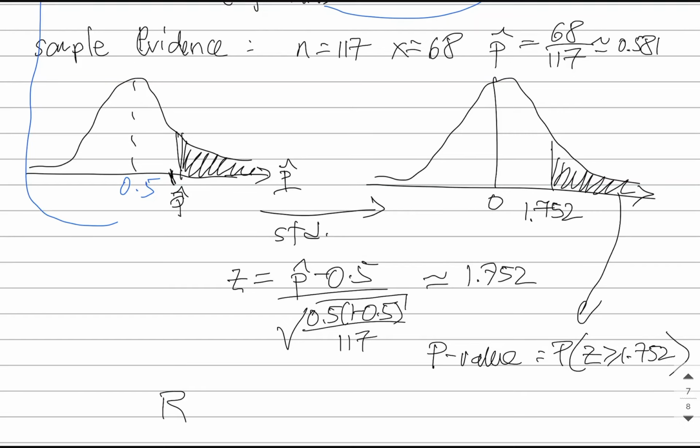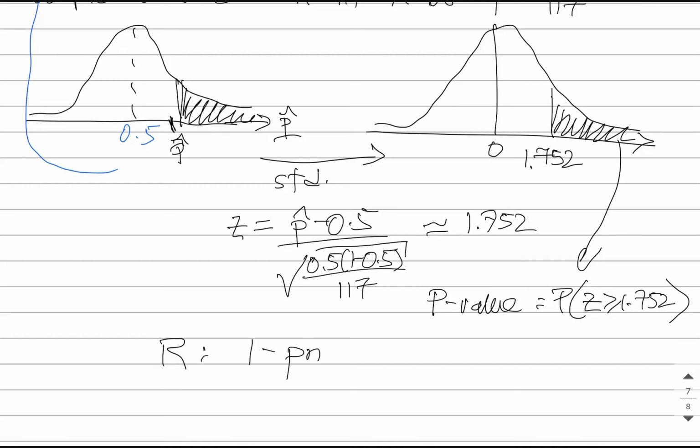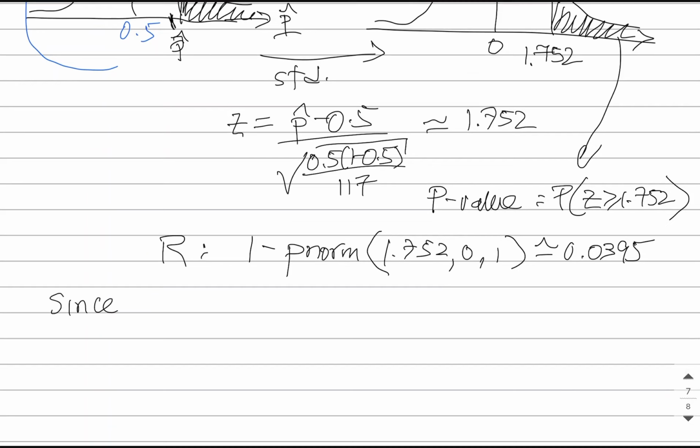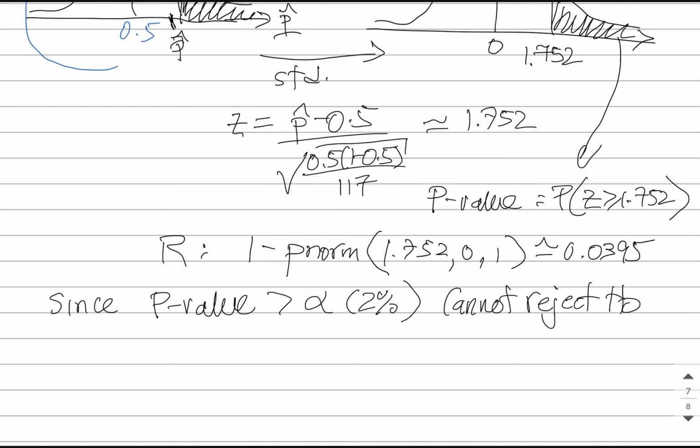In R, this would be a right-tailed problem, so you'd have to go 1 minus pnorm of 1.75201, and you're going to end up getting about 0.039 and some change. 0.0395. What this does is we can now use this as evidence to make a suggestion. Since our p-value is greater than alpha, the 2% significance level, we cannot reject the null hypothesis. The evidence we have is not strong enough to say there is an increase. If our significance level was different, if it was higher, we might be able to make that argument.